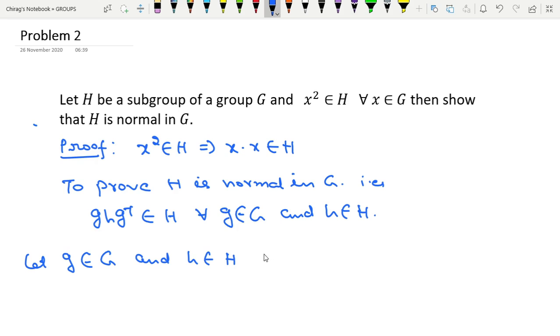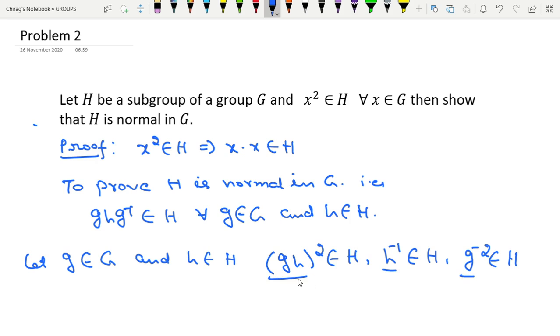Now here the idea is we show that (gh)² belongs to H, h⁻¹ belongs to capital H, and g⁻² belongs to H. And when we multiply these three, that belongs to H, and we can show that the product is g⁻¹. That's all. Okay.